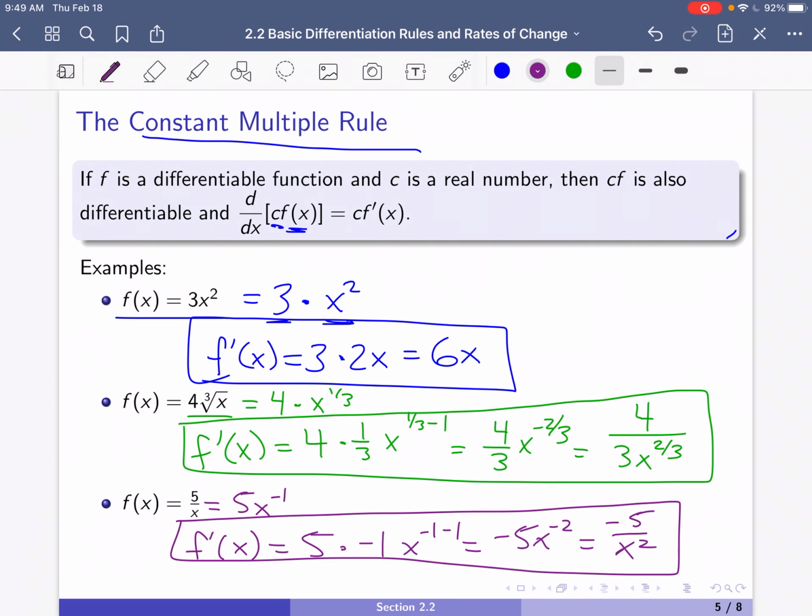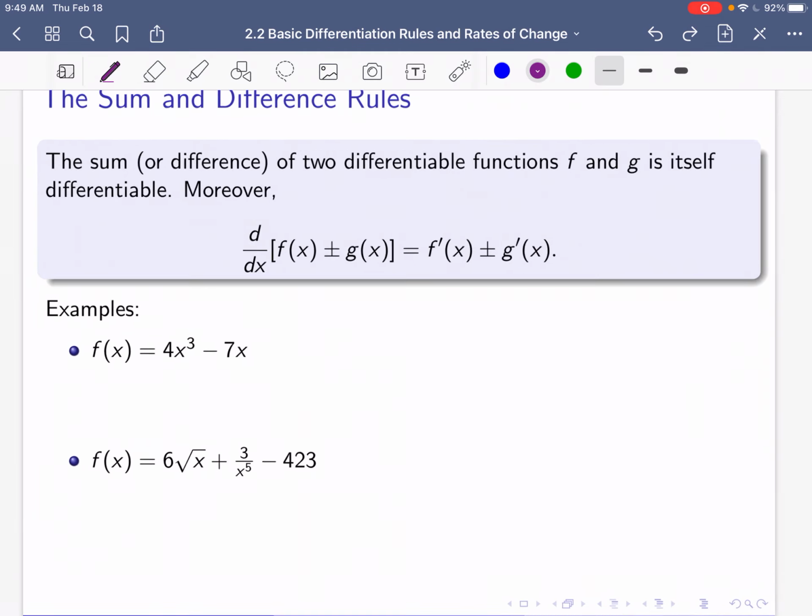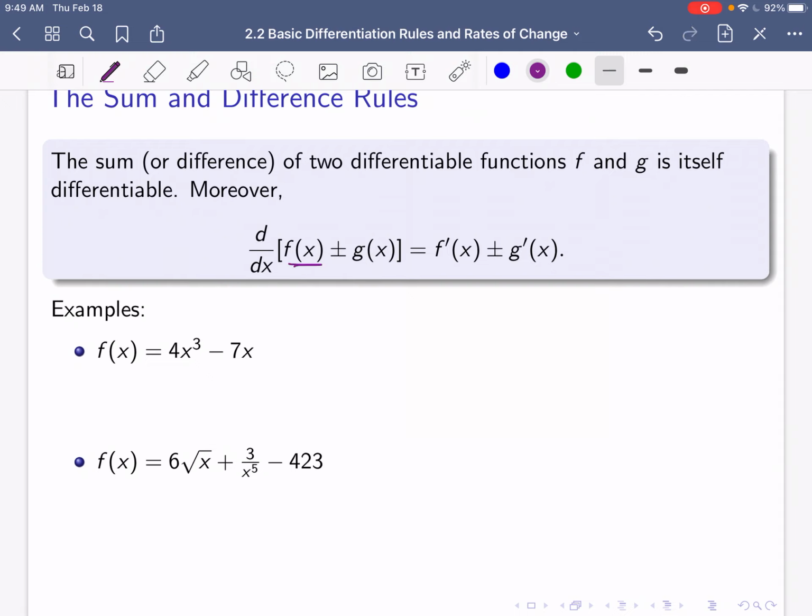We could also take a look at sums and differences. And so if we have the sum or difference of two functions, and we want to take the derivative of that sum or difference, then one really nice thing is we can take the derivatives of each piece individually. Right? So we can take the derivative of the first piece plus or minus the derivative of the second piece. Right? So let's look at some examples here.